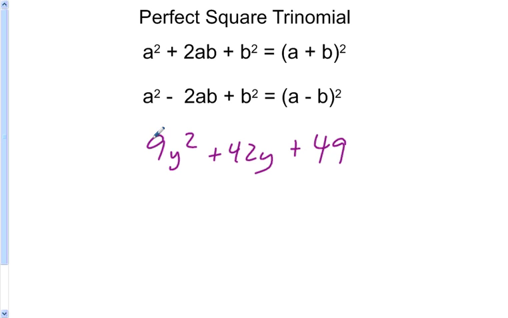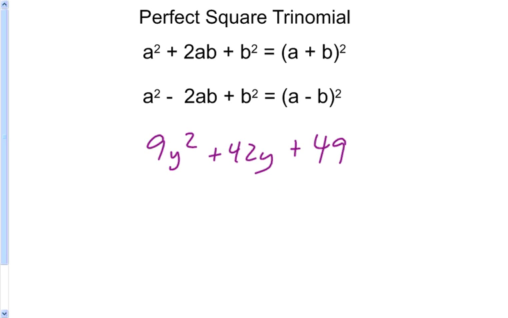All right. Now, a perfect square means that the first term is some value squared. The last term is some value squared. And if you take those two values from the first term and the last term and you multiply them together times 2, you get the middle term. So let's just take a look at this first one.